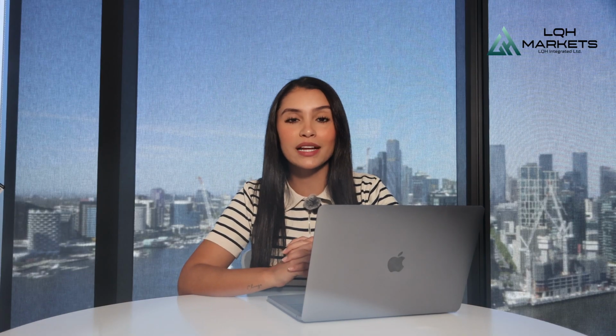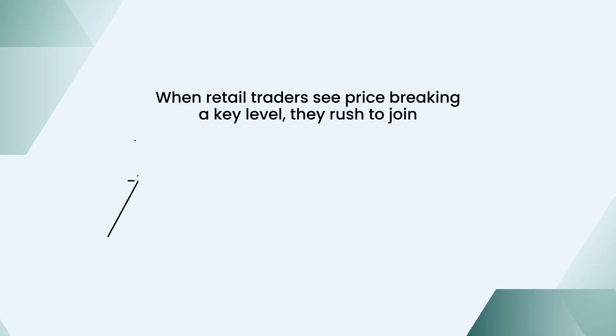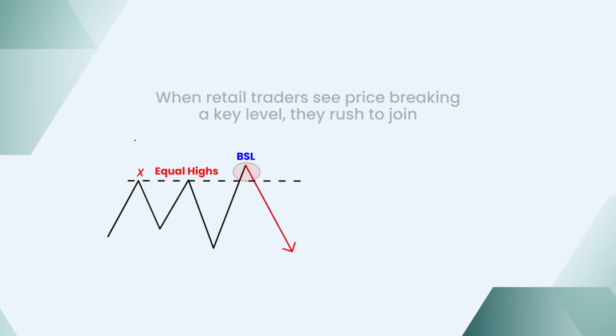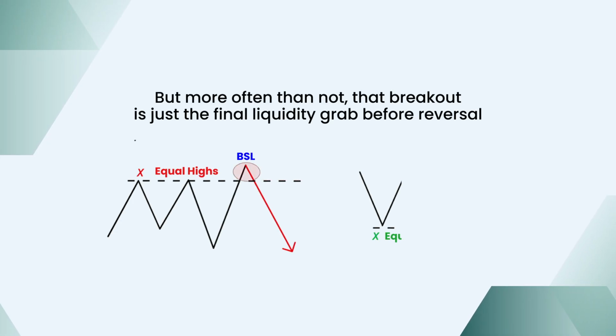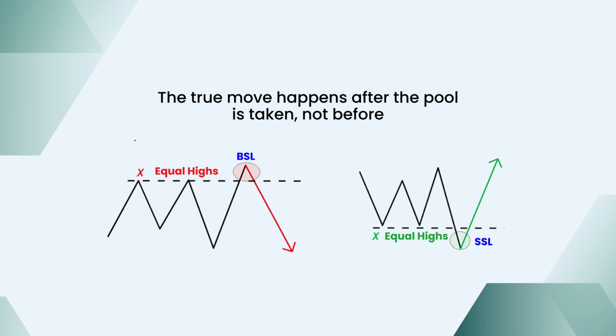This concept explains why chasing breakouts so often fails. When retail traders see price breaking a key level, they rush to join. But more often than not, that breakout is just the final liquidity grab before reversal. The true move happens after the pull is taken, not before.